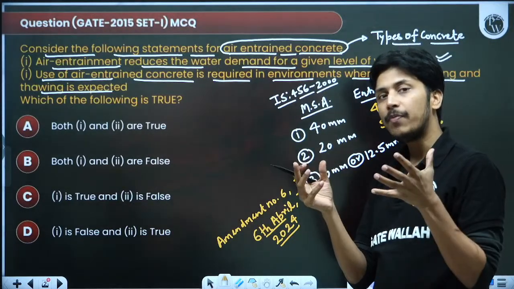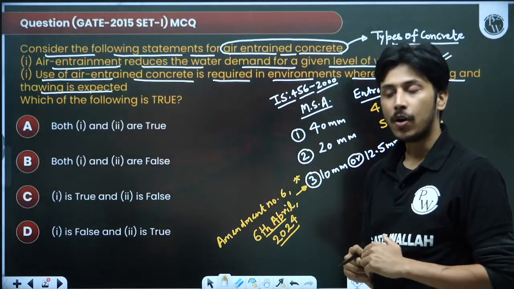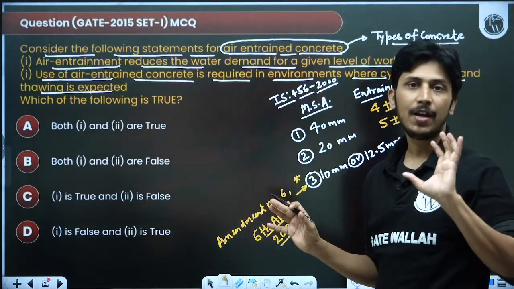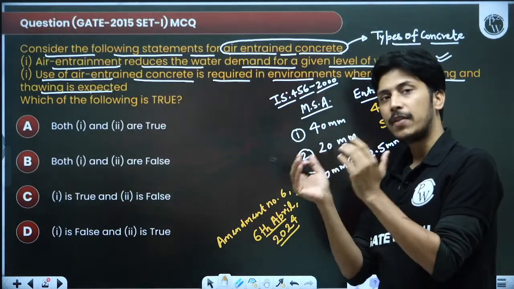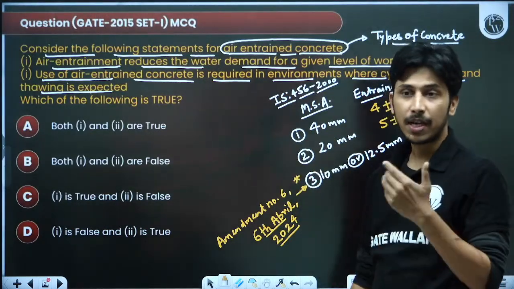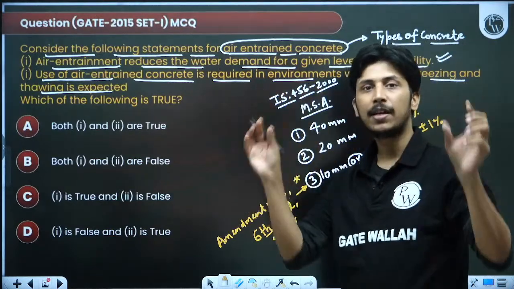Because when water converts into ice, its volume will increase. Ice will have more volume than water for the same mass. The same mass of water, when it is converting into ice, will have more volume, because ice has lesser density. So it needs more volume, and some vacant places are needed inside the concrete.